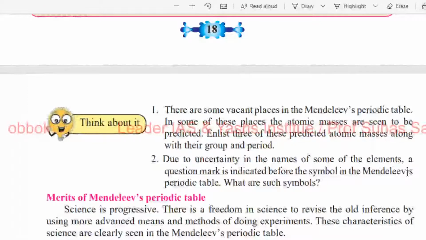Think about it. First, there are some vacant places in Mendeleev's periodic table. In some of these places, the atomic masses are seen to be predicted. Enlist three of these predicted atomic masses along with their group and period. Second, due to uncertainty in the names of some of the elements, a question mark is indicated before the symbol in Mendeleev's periodic table. What are such symbols? Question mark.